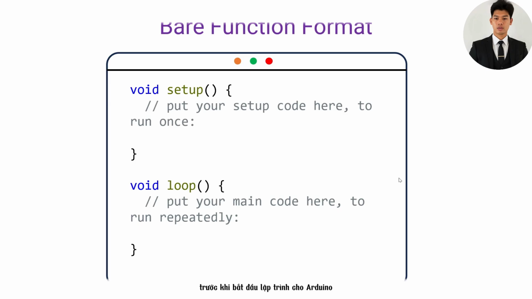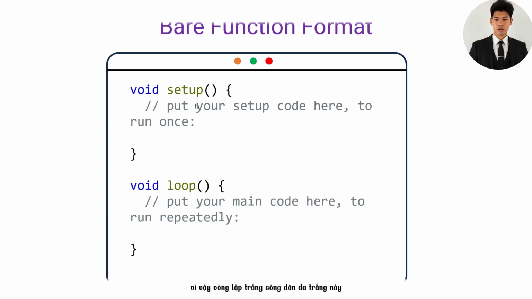Before starting to program for Arduino, let me give you some basic idea about the bare function format of an Arduino program. In the Arduino program, there are two parts. The first part is called void setup, and you need to put the configuration statements here, like which pin is input, which pin is output, and initialization codes. You need to put these statements here, in the void setup section. Void loop contains the operational statements, and these statements will run repeatedly until you turn off the power supply, or you do the reset, or you stop the program by any means.